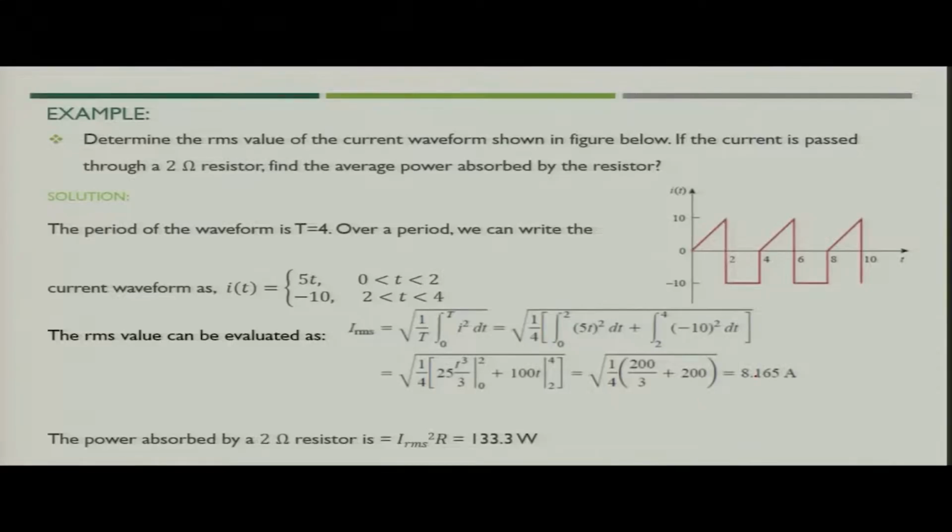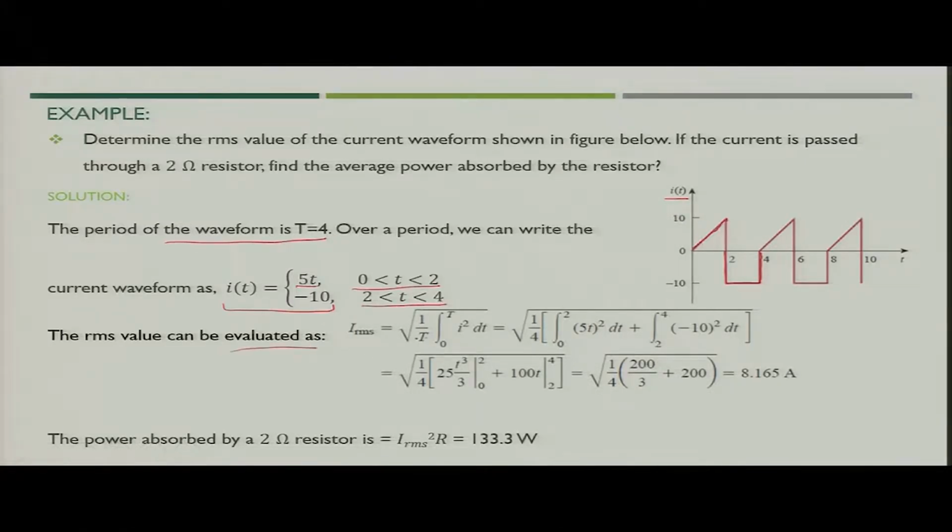Let us take another example. Suppose the signal is like this, which is shown in the figure. Between 0 to 2 it is a triangular wave, and between 2 to 4 it is a square wave. So, the period of the waveform is 4, and the waveform can be defined, because we are talking about the current i(t), as 5t between 0 to 2 and minus 10 between 2 to 4.